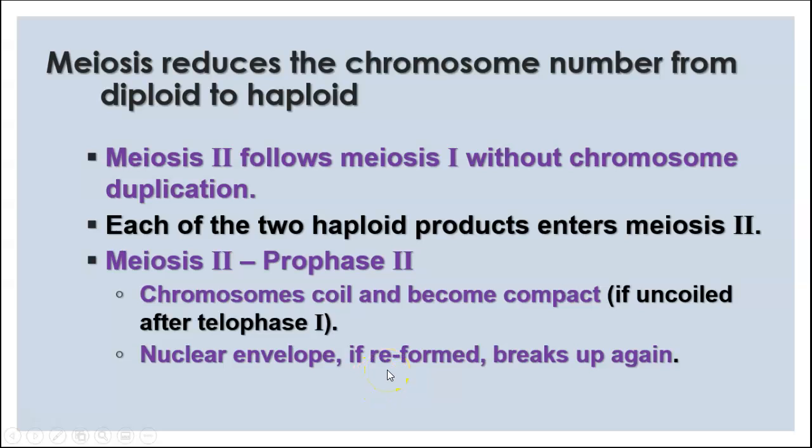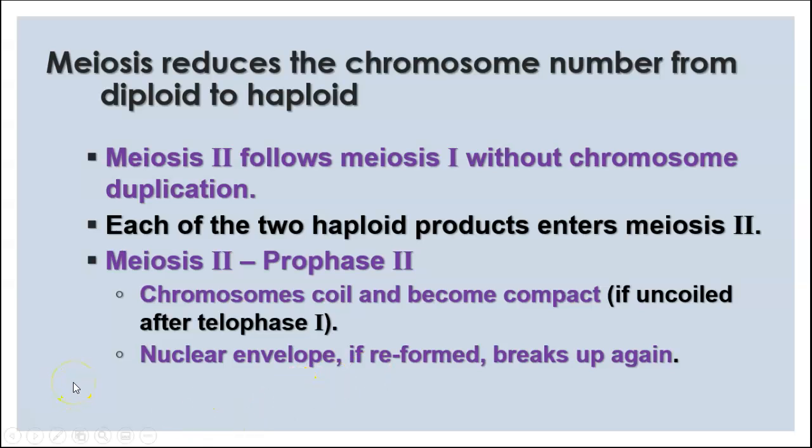So the big thing to remember, again, is that what we're doing is reducing the chromosome number from diploid to haploid. And we've already got haploid cells, but the haploid cells that we have have duplicated chromosomes. So we still have twice as much DNA as we need for our gametes to have.